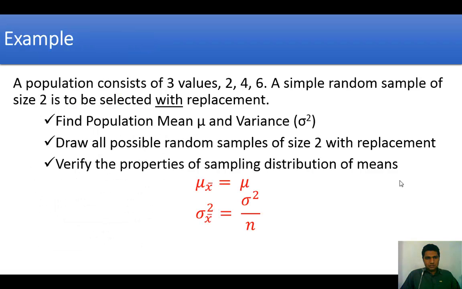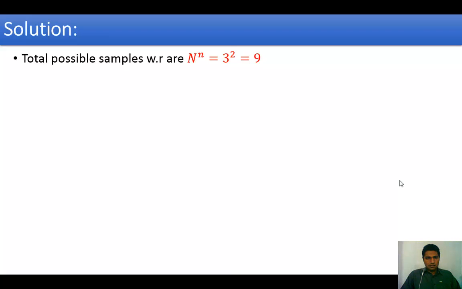So let's move on to a simple example: a hypothetical population of three values, 2, 4, and 6, and a simple random sample of size 2 is to be selected. The technique is with replacement, and your task is to find the population mean and variance, then draw all possible samples of size 2, with replacement, and then verify the properties of the sampling distribution of mean. There are two properties of the sampling distribution of mean with replacement, and two without replacement. So in this question you will verify the properties with replacement.